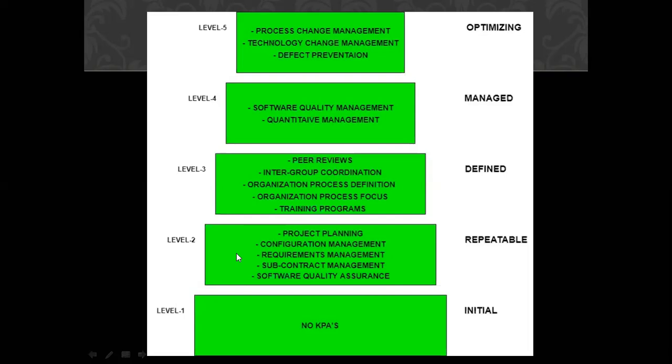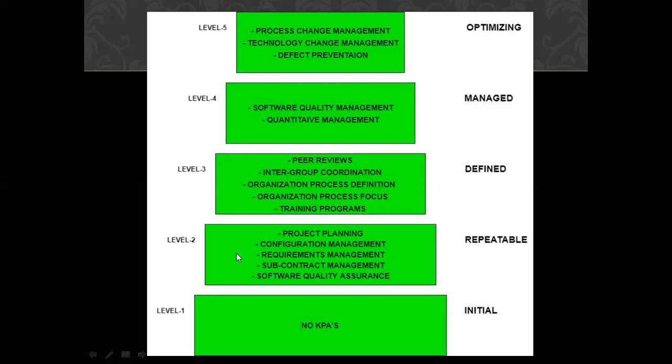Next one is your managed level. At the managed level, quality goals are set for the organization, for the software products, as well as for the complete process of the organization. Measurements made help the organization to predict the product and process quality within the estimated time, within the estimated resources or some limited resources. So this kind of level is the managed level, and we have already discussed some points about it.